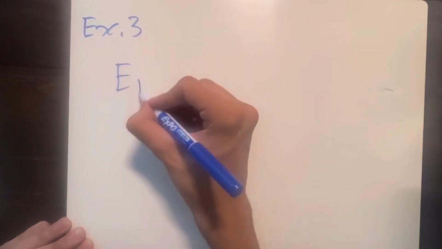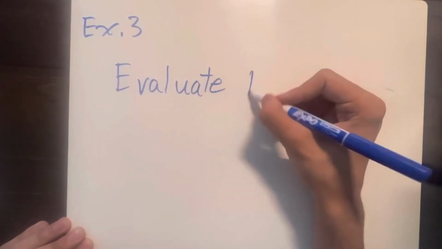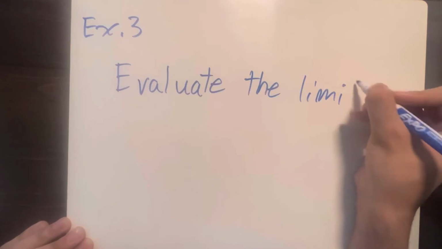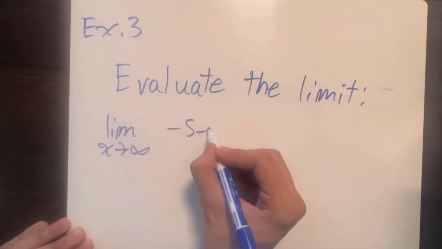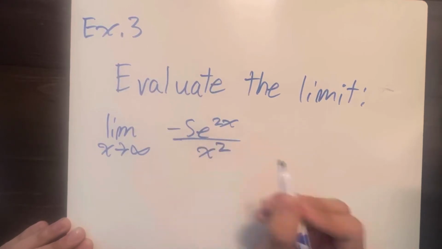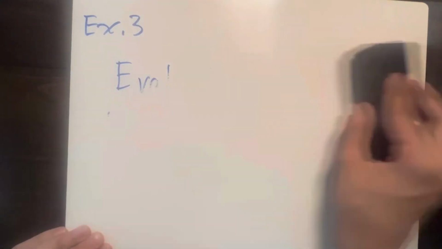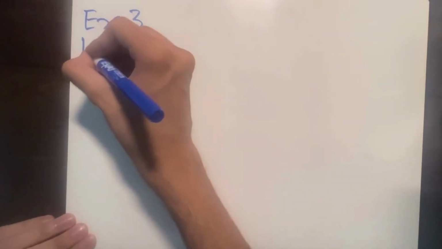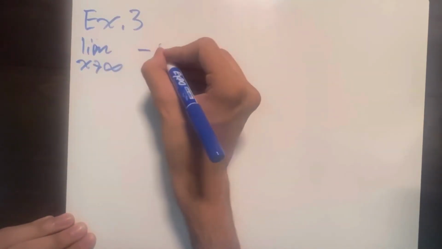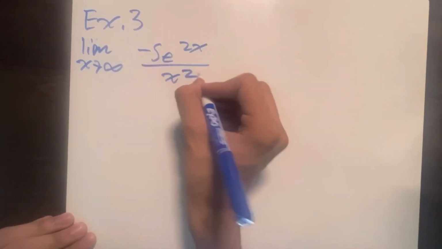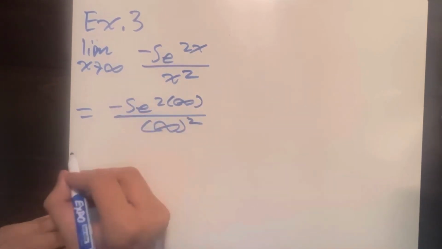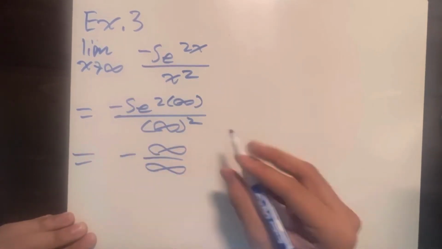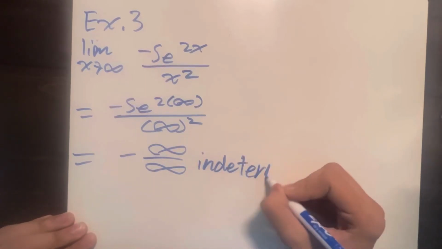Example 3 states, evaluate the limit of negative 5e to the power of 2x over x squared as x approaches infinity. Take the limit by plugging in infinity for x. You should end up with negative infinity over infinity, which is an indeterminate form.